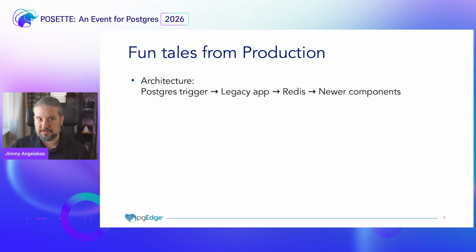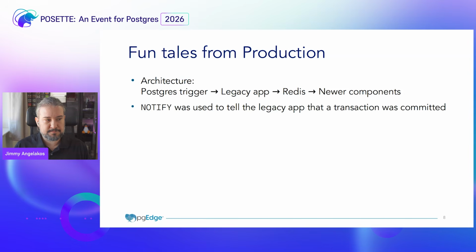The legacy app is also connected to Redis. The legacy app has the database, and therefore when something happens to the database, the legacy app is notified, and it also can tell Redis, so the newer parts of the system can know about this notification, this event. And notify, exactly what it does is it tells the legacy application that a transaction was committed.